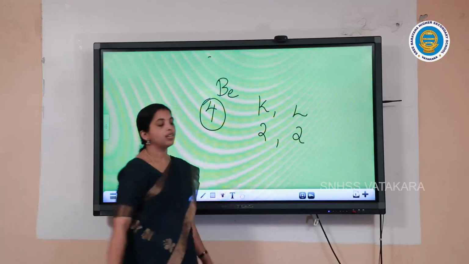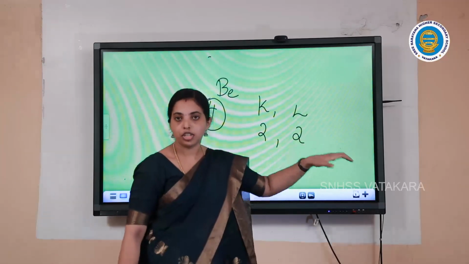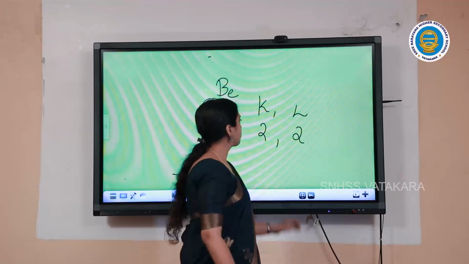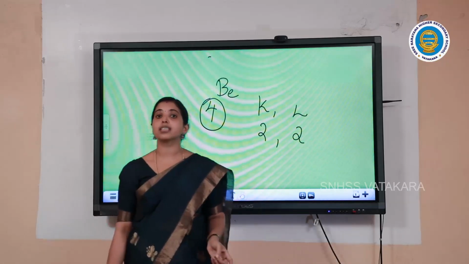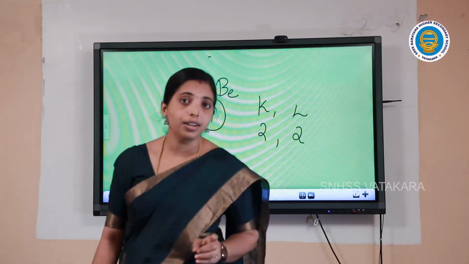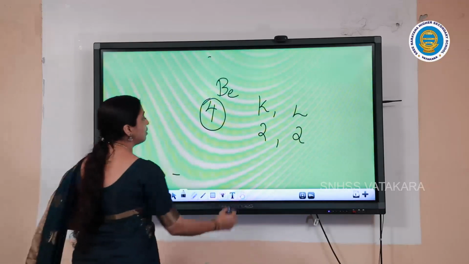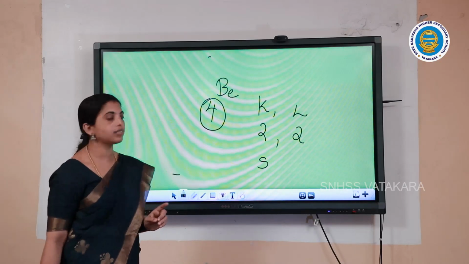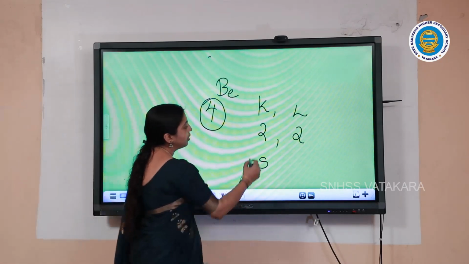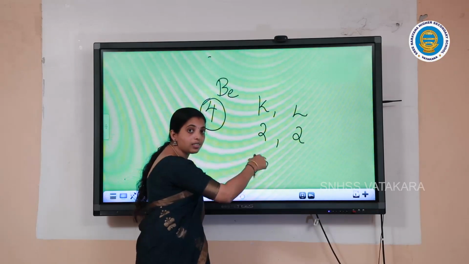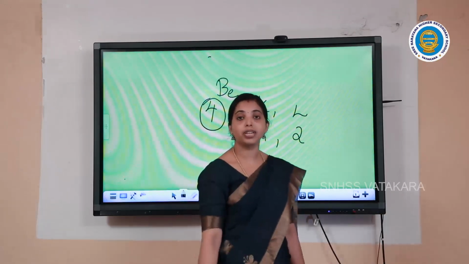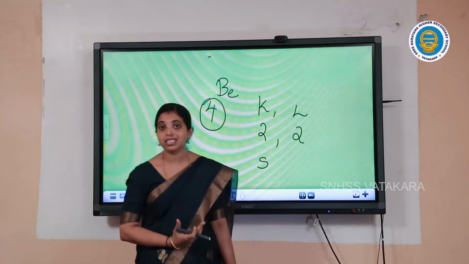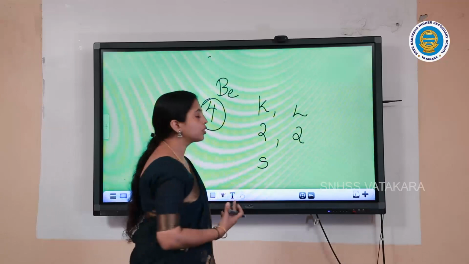So these electrons are distributed into their subshells. You know K has how many subshells? Only one subshell, that is S. Then these 2 electrons, S can accommodate how many electrons maximum? 2 electrons.